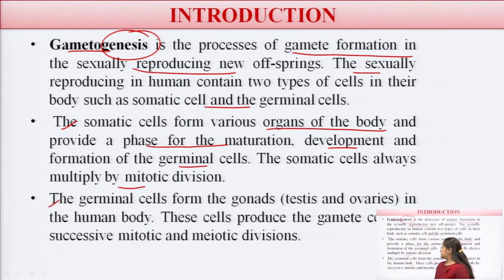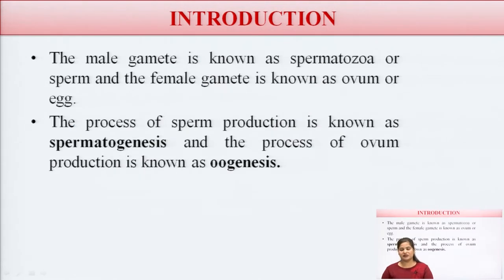Now, what are the germinal cells? The germinal cells are in the gonads, that is, the testes and the ovaries in the human body. These cells produce the gamete cells by successive mitotic and meiotic divisions. So, this is about gametogenesis.